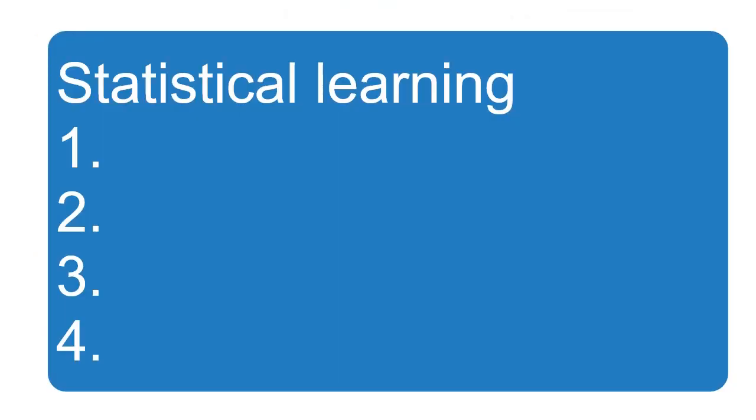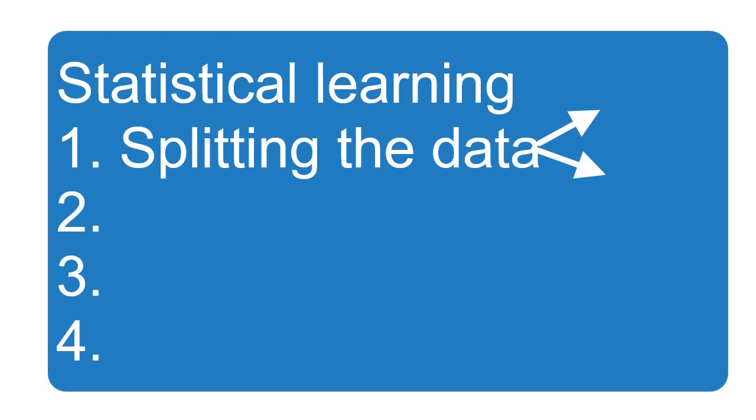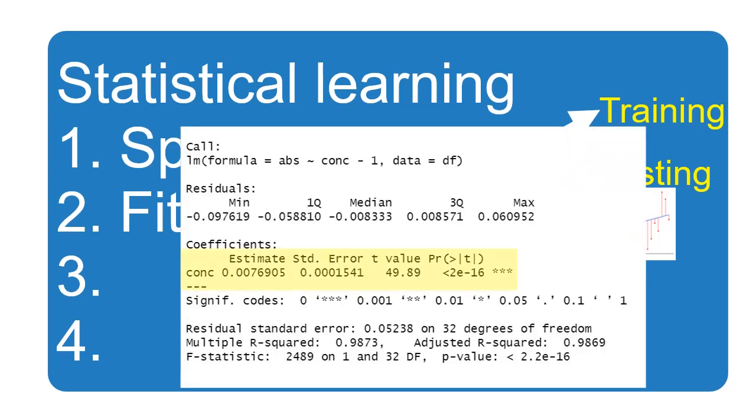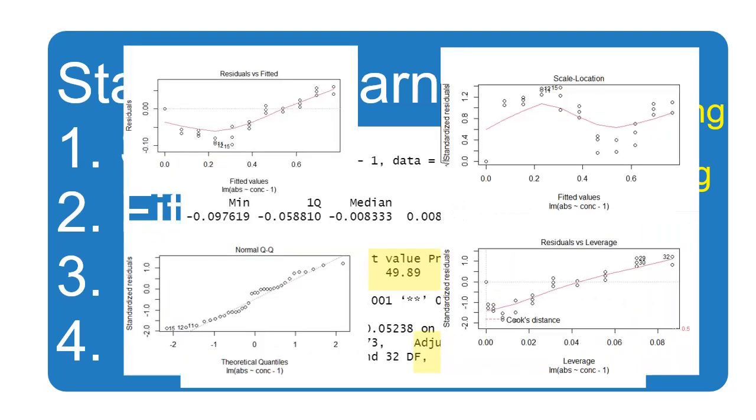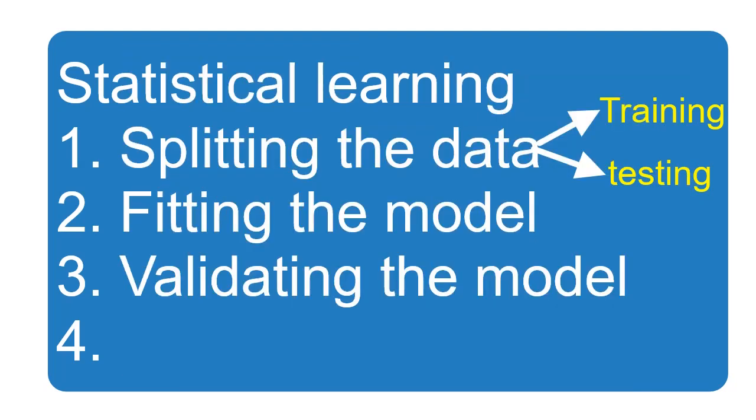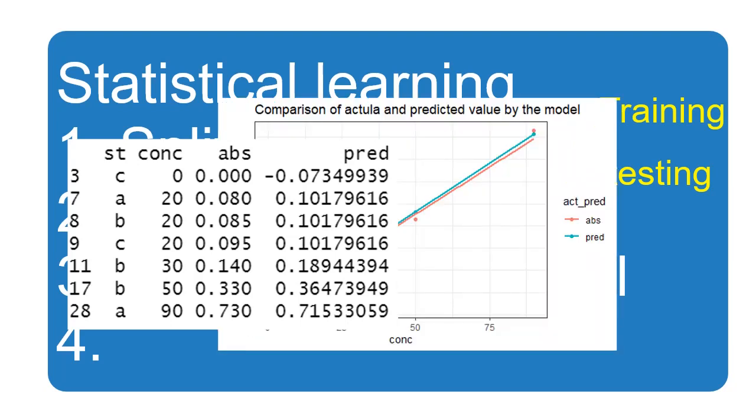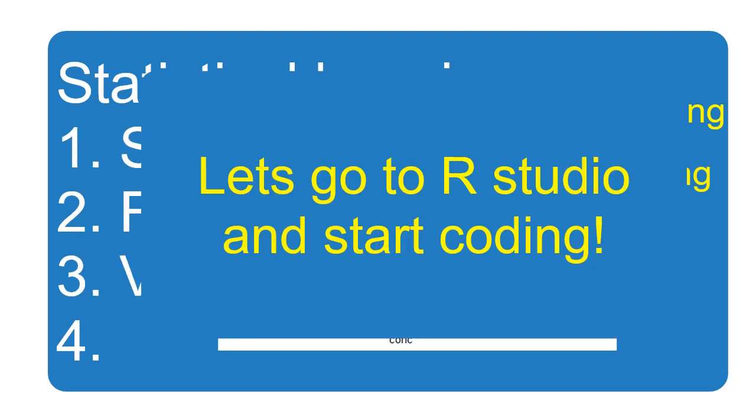There are 4 steps in the statistical learning process: splitting the data into training and testing datasets, fitting the model to the training dataset, and exploring the model. This involves looking at the coefficients, significance and diagnostic plots. At this stage, we establish that our model is reliable to be used for further analysis. In the third step, we validate the model using test data. We predict the response value or y value using the test data and confirm whether the predictions are near to actual values or not. Let's go to RStudio and start coding.